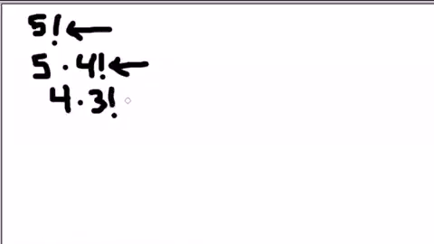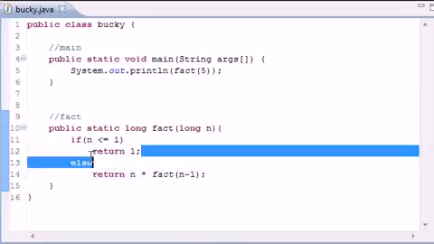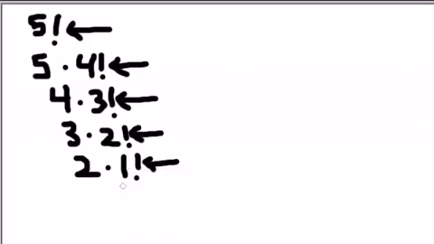Which is 3 factorial. Well, now I need a result for 3 factorial, so I'm going to do 3 times 2 factorial. Well, now I need a result for 2 factorial, so now I'm going to do 2 times 1 factorial. Well, now I need a result for 1 factorial. Oh, well, look at what we have here. This is called the base case. Whenever I get to 1, I can just return a 1. So it says, alright, 1 factorial equals 1. Now we have the answer of 1.